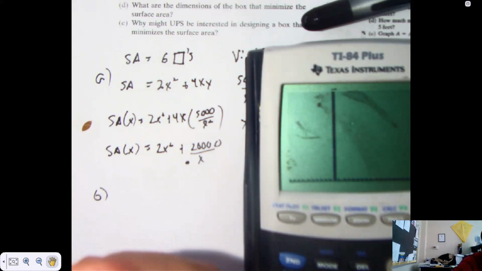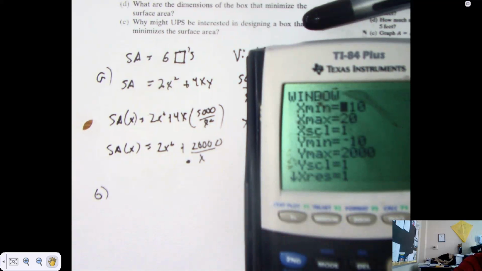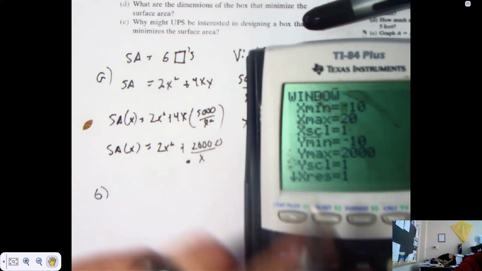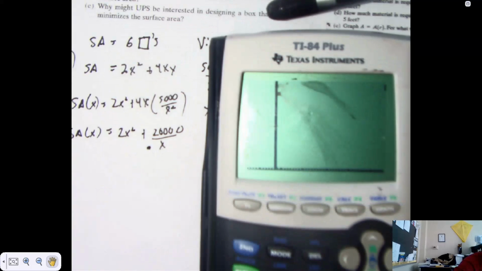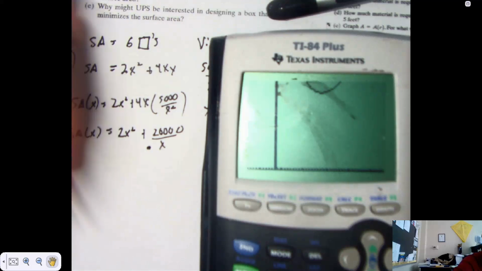That seems a little pushing it. No, that's what it took. So I had to play with the y-max all the way up to 2,000 before I ever saw it. I'm actually going to look to the right 40. Now, I've actually seen what it's asking for in part C. What's part C ask for?